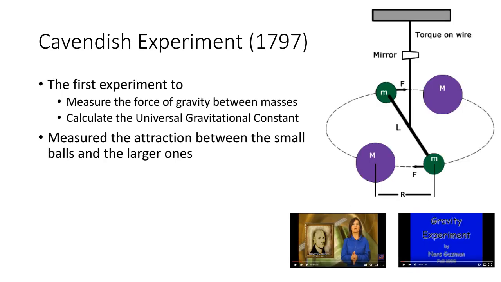The Cavendish experiment was performed by Henry Cavendish and was the first experiment to measure the force of gravity between 2 masses and was used to calculate the universal gravitational constant. He measured the attraction between 2 small balls and 2 larger balls on a torsion balance.